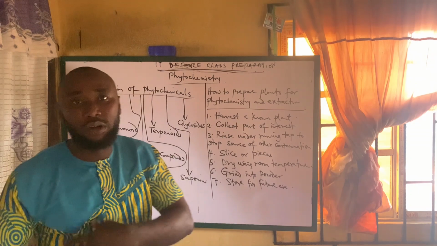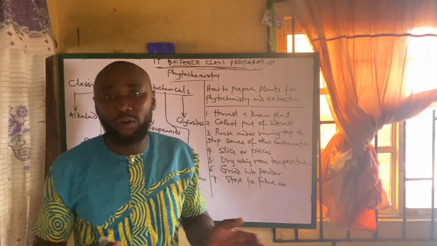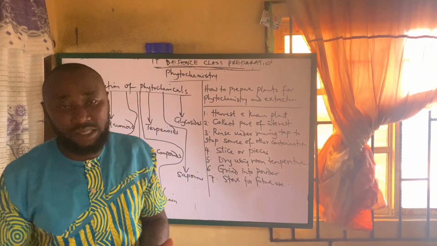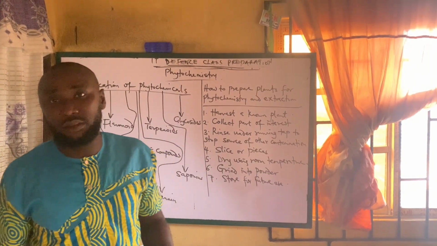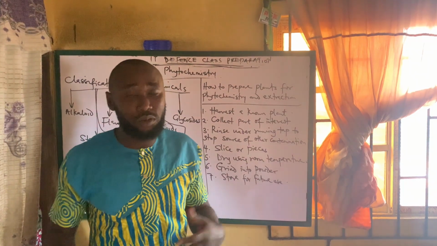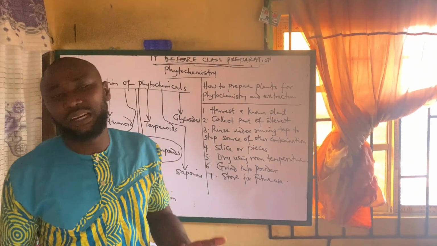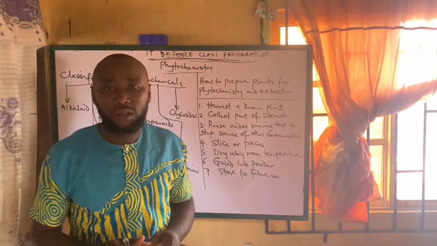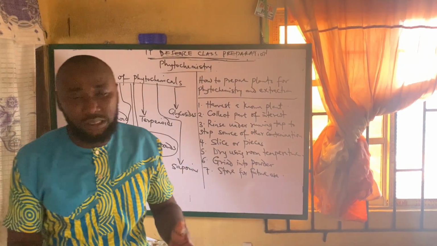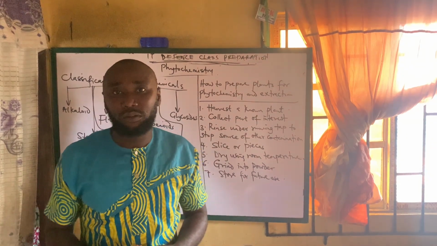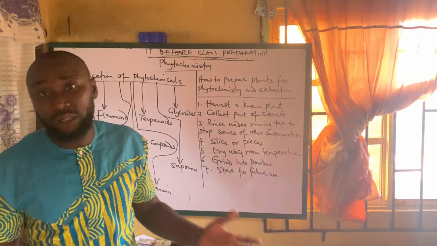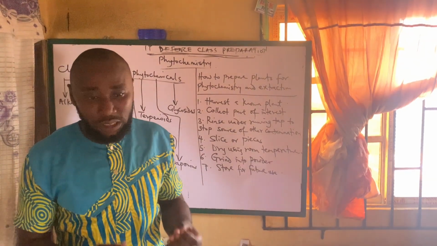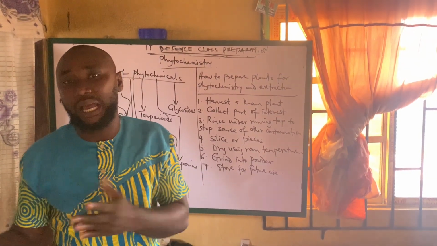Now the next thing to do is to rinse under a running tap to remove contaminants or debris. After which you can slice it into pieces. After slicing, you dry it at room temperature, not in the sun. Then you macerate or grind it into powder. Then you can store it for future use. If it's for extraction, you can soak it in 70% methanol for 72 hours, which is equivalent to 3 days. After that, you filter it and keep the filtrate, which is what is needed as the active ingredient of the plant, then you discard the residue.